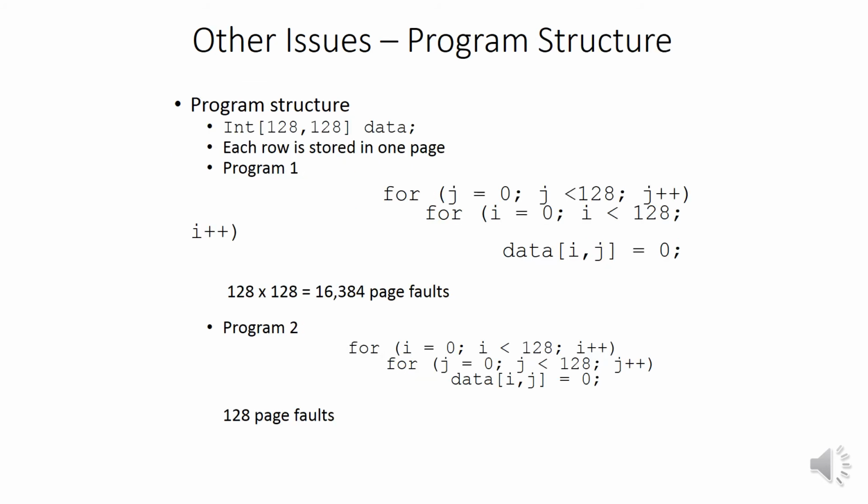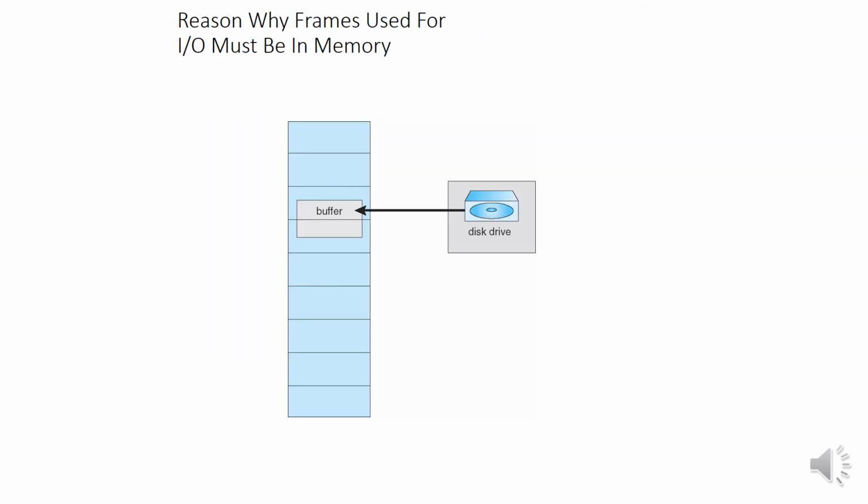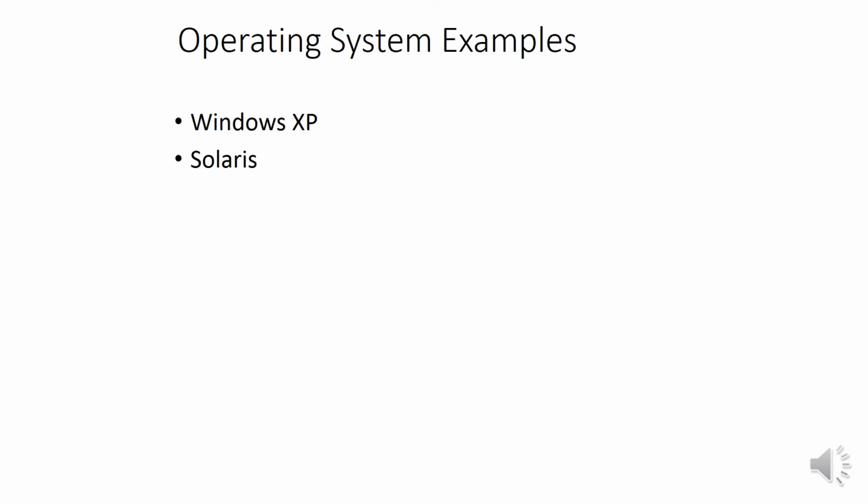Program structure: you have to initialize the data. Each row is stored in one page. So, 128 by 128 will have 16,384 page faults. With i equal to 0, i less than 128, and j equal to 0, j less than 128, the data[i][j] access gives 128 page faults. Then, frames used in I/O must be in memory, in a memory buffer, so that access is faster.